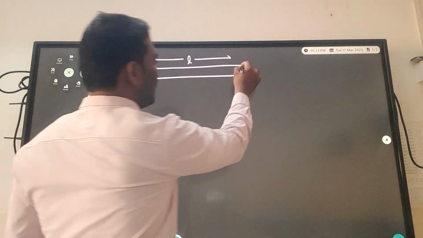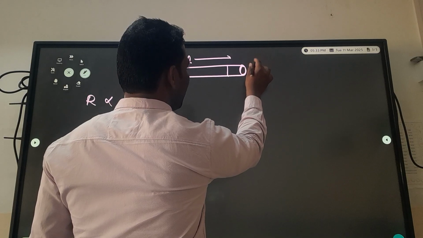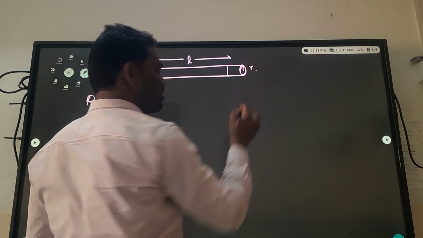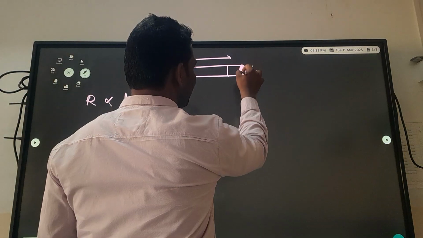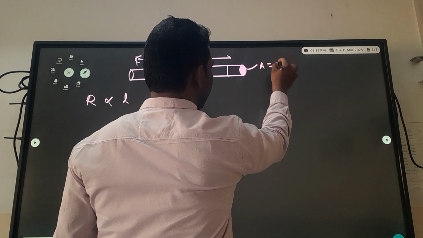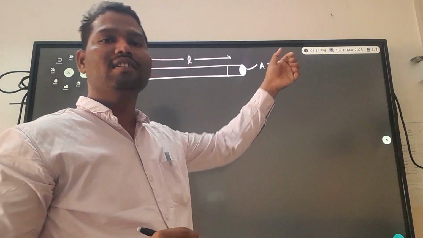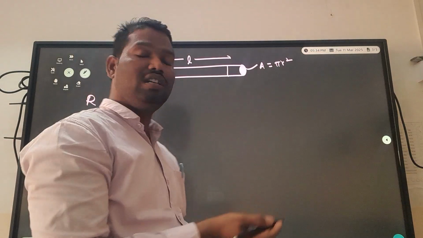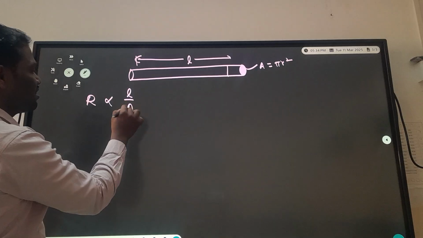Now next, we have to observe the thickness of the wire. The thickness of the wire depends on the radius of the wire, and that gives the cross sectional area. Looking at the front side of the wire, it has a circular shape, and a circle has area pi r squared, where r is the radius. The more the radius, the more the area. And he observed that the resistance is inversely proportional to the cross sectional area.